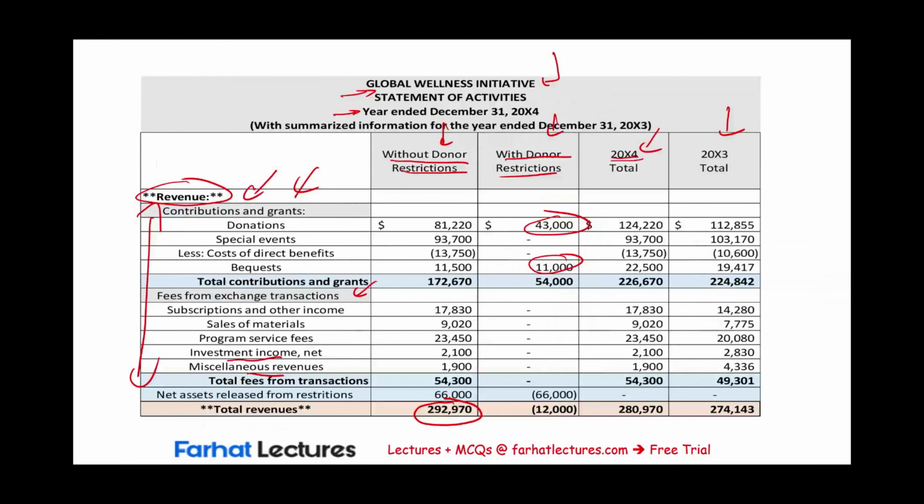And notice here we have a line called net asset released from restriction. We'll come back and cover this. Notice the same number is moved from here to here, and you're going to see what happened to this number when it comes without donor restriction in a moment.